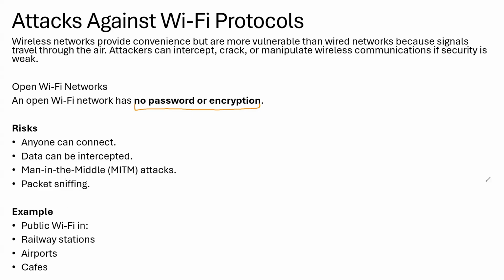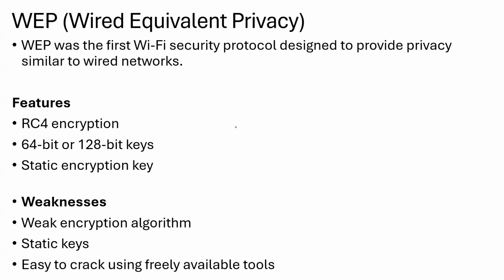These kinds of attacks are possible with public Wi-Fi at railway stations, airports, or cafes. We generally connect to the network without any knowledge. So never ever connect to these kinds of networks, which are available in public areas.